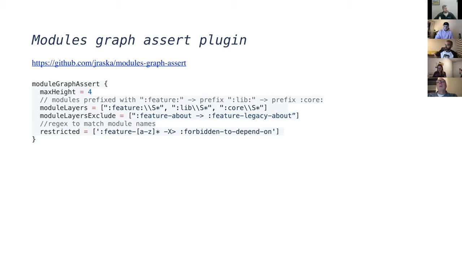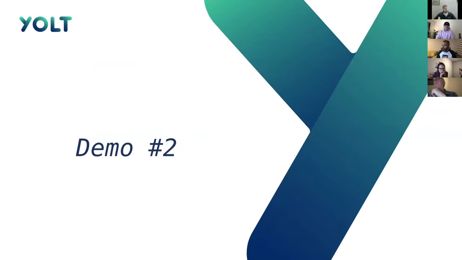Of course, you might have this excludes rule. If you have some legacy or some exemption, you can put them here. And the final one is restricted. You can actually restrict modules even above your module layers. So you can say no way can a feature depend on some forbidden feature. It's nice to have this feature, but I was not able to find a real example for this one. But let's do a demo.